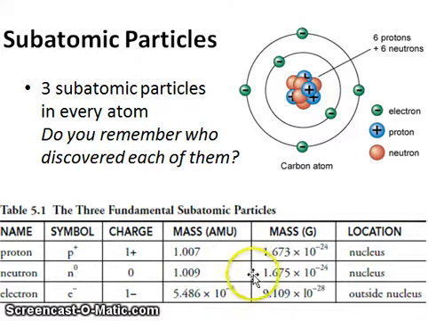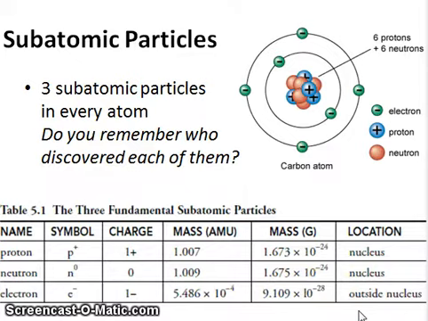On this column right here we have the mass in AMU, which are atomic mass units. And this is a unit that is used for indicating a mass on an atomic or molecular scale. Now, if we want to change that into grams, here we have the next column, we see that the proton and the neutron have a slightly similar mass. However, the electron is much lighter.